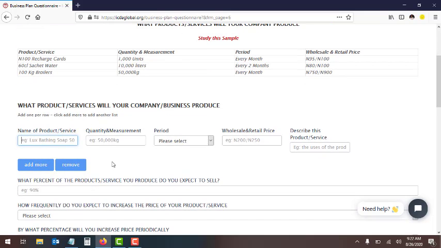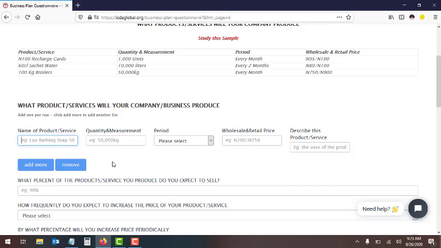So imagine you are into poultry. Or maybe you are into services, you run a computer center. When someone comes to you and says, what do you do here? You tell the person, we do photocopy, we do typing, we do browsing internet service, we do online registration, we do computer training, we do this or we do that. That is the things you have to list down here.